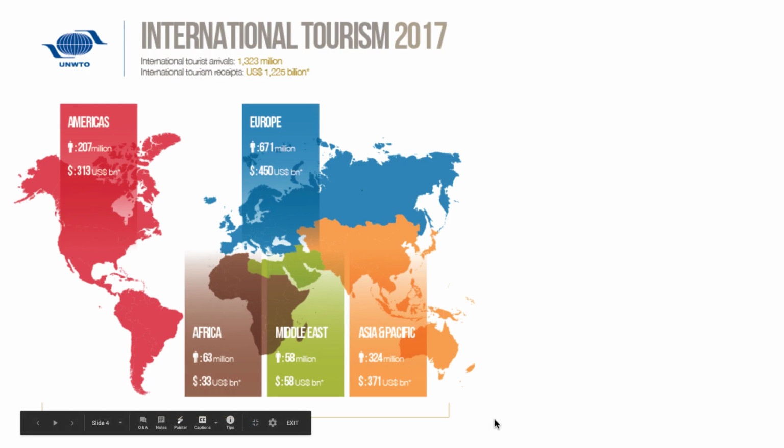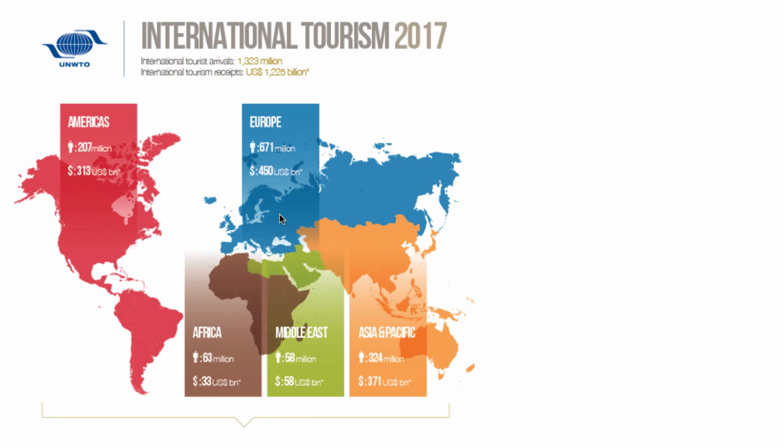If we look at the different regions in the world, we can see that the number one region where tourist arrival has a big number is Europe, which has 671 million and 450 billion US dollars in tourism receipts. It was followed by Asia and the Pacific, having 324 million visitors with 371 billion US dollars income. The third is America, that has 207 million tourist arrivals with 313 billion US dollars of receipts.